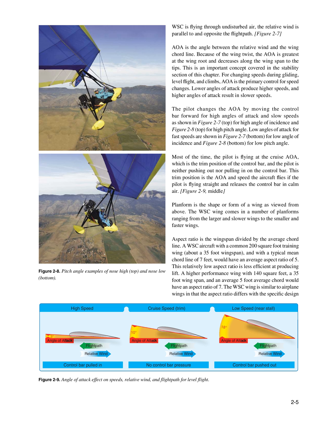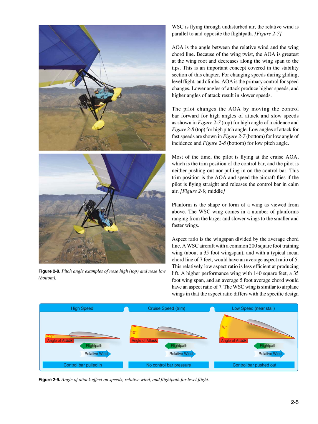For changing speeds during gliding, level flight, and climbs, AOA is the primary control for speed changes. Lower angles of attack produce higher speeds, and higher angles of attack result in slower speeds. The pilot changes the AOA by moving the control bar forward for high angles of attack and slow speeds, as shown in Figure 2.7, top, for high angle of incidence and Figure 2.8, top, for high pitch angle. Low angles of attack for fast speeds are shown in Figure 2.7, bottom, for low angle of incidence and Figure 2.8, bottom, for low pitch angle.